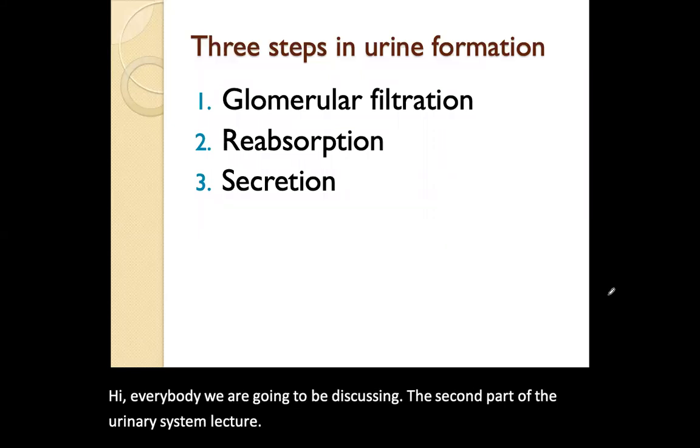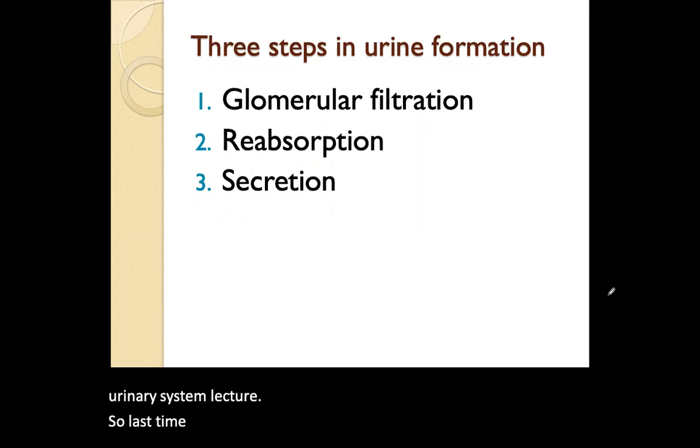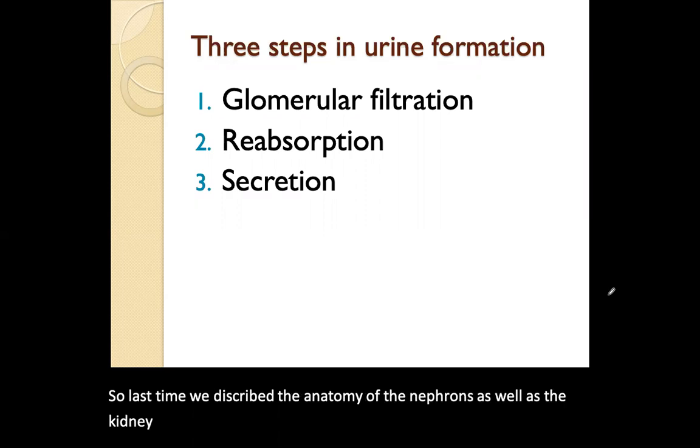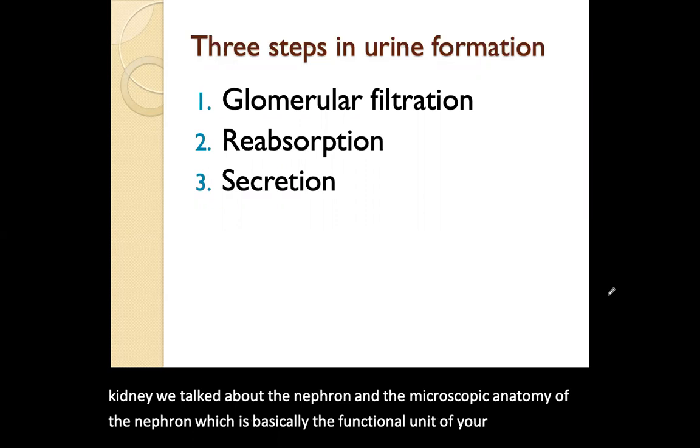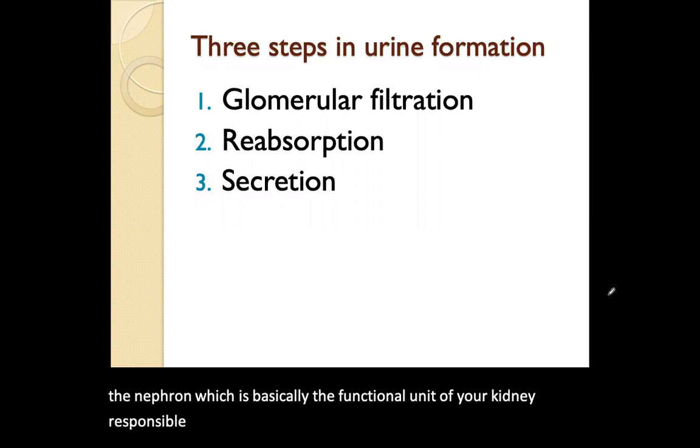So last time we described the anatomy of the nephrons as well as the kidney. We talked about the nephron and the microscopic anatomy of the nephron, which is basically the functional unit of your kidney responsible for the production of urine.